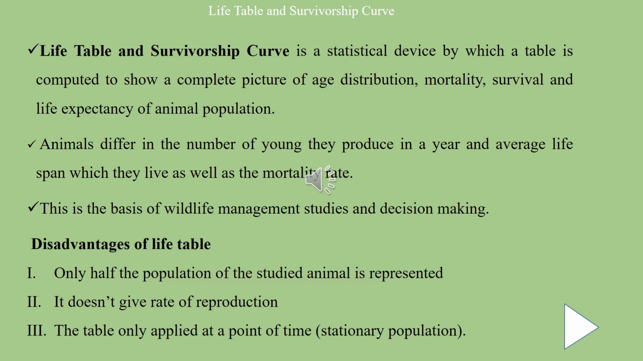There are so many disadvantages of life table. One, only half of the population of the 30 animals is represented. This may not be unconnected to the fact that animals occupy large area. They go into the forest and move out of the forest. Number two, it does not give rate of reproduction. The table only applies at a point of time.